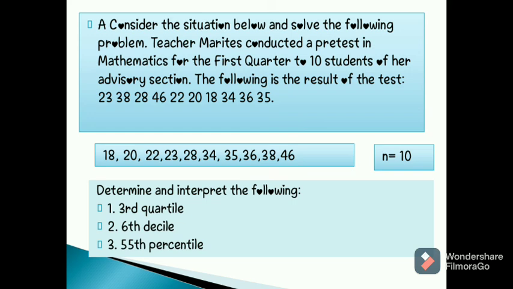I already arranged it into ascending order, and we had already the n is equal to 10. So for number 1, third quartile, determine and interpret the third quartile. Number 2, 6th decile. And for number 3 is 55th percentile.